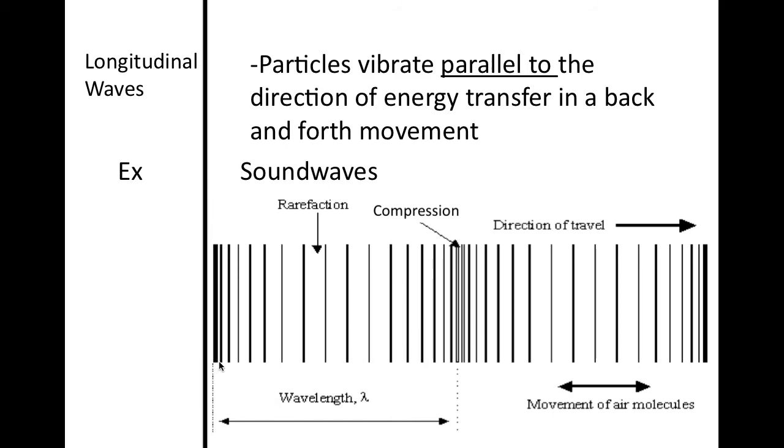The wavelength goes from areas of compression to compression, or it can also be a wavelength of rarefaction to another rarefaction. Now, rarefaction is just where the molecules are spread out more, and compression is when the molecules are closer together.